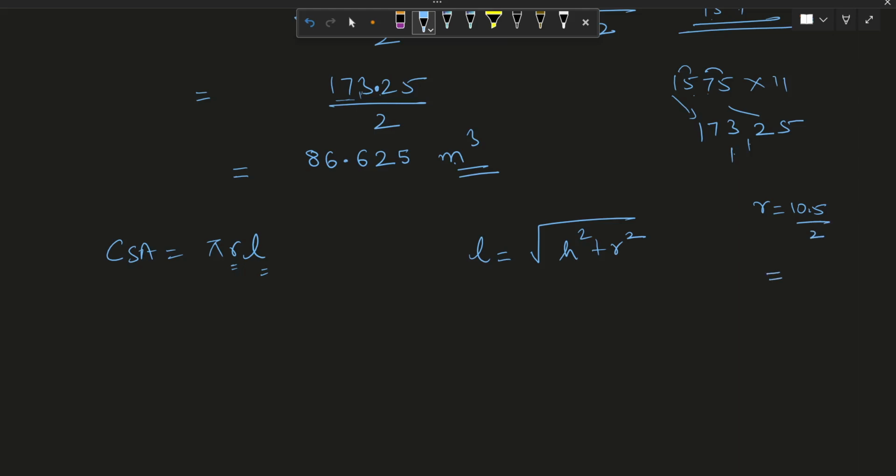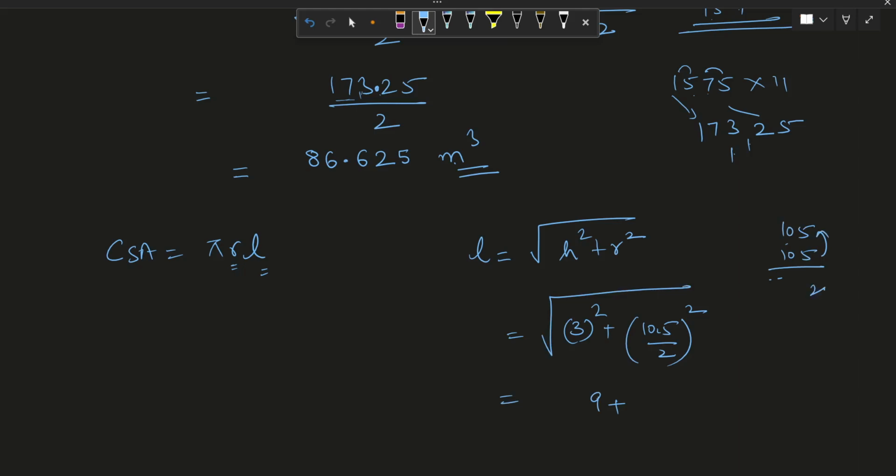So if I convert it into decimal places, what will I get? Cancel with 2. 2 fours are 8 point, or we can keep it like this also, that will be easier in calculation. Let's keep it like that. We'll get easy calculation from that. Okay, so L was square root of 3 square plus 10.5 by 2 whole square. 3 square is 9. To square 105 there is a trick. 5 fives are 25. 10 into 11, 110. So it's 11025, decimal 2 places, by 4.